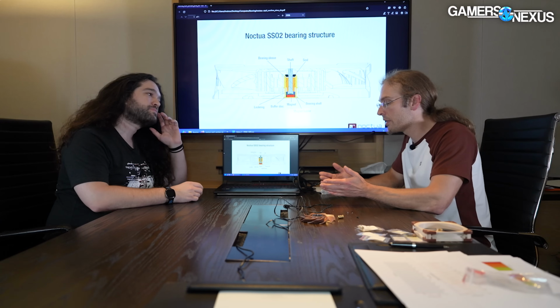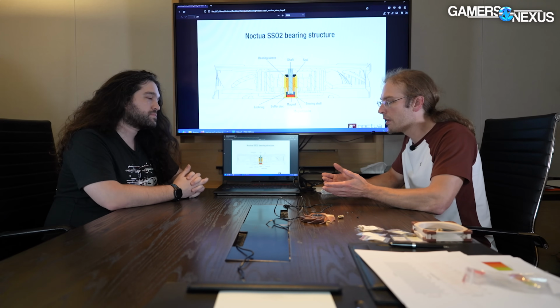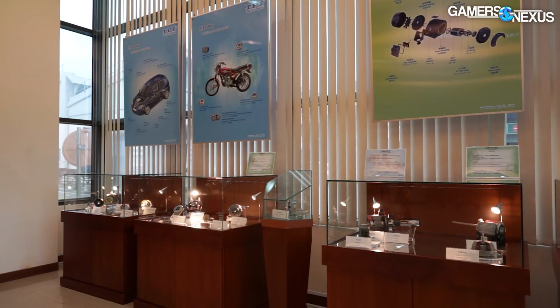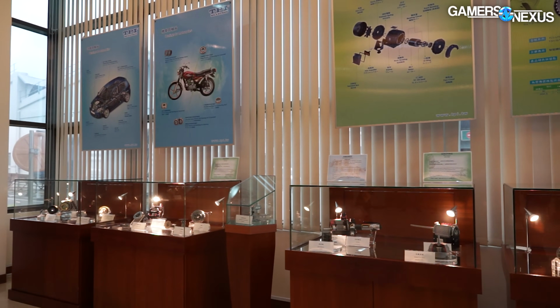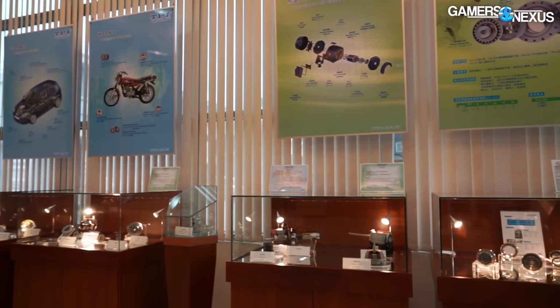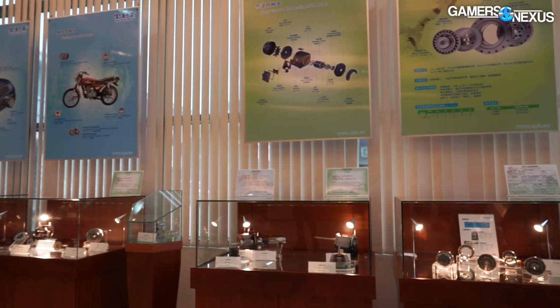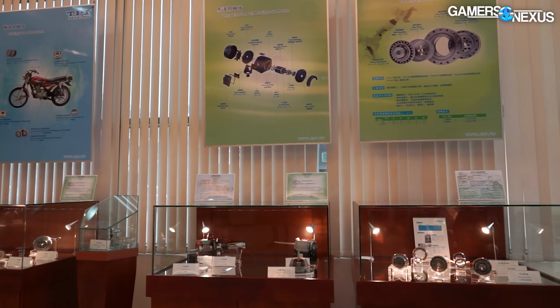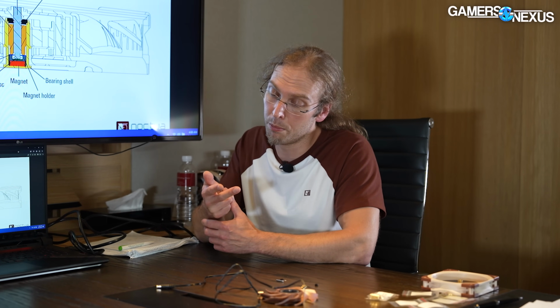So I would say that the main deciding factors for bearing selection are temperature stability. So you should know what temperatures your fans are running at. Of course, it's lifetime, and it's acoustics at the beginning of life and over time.